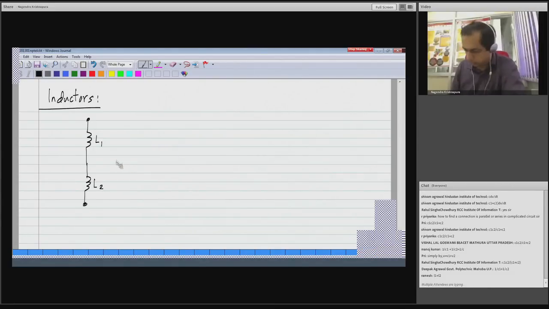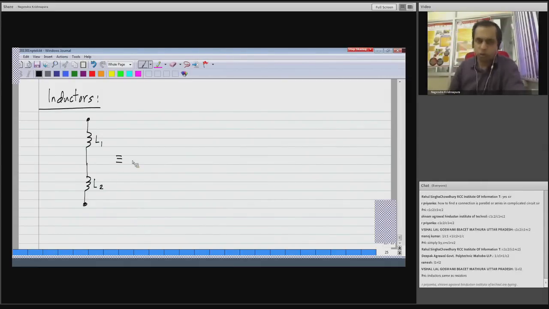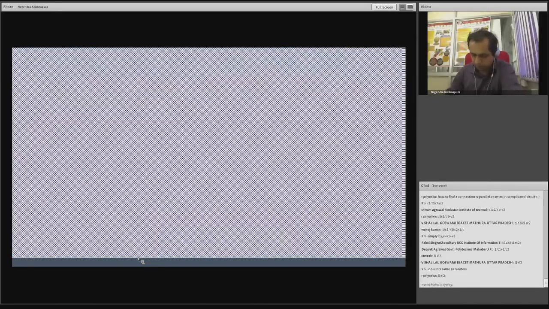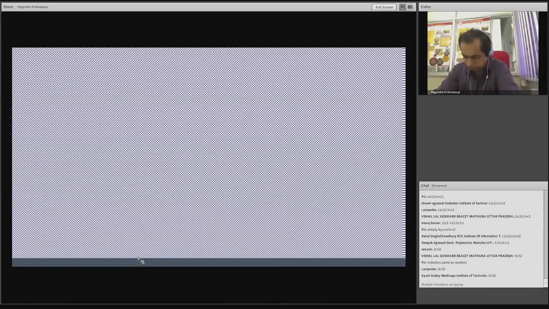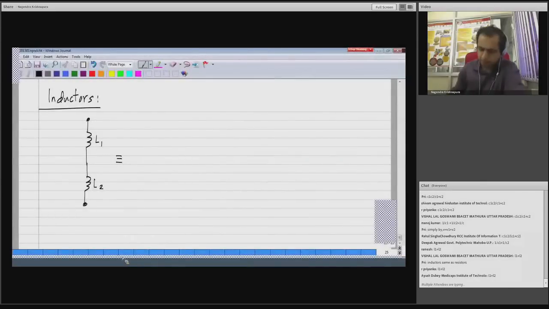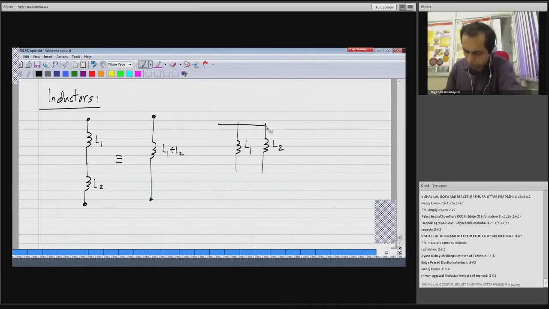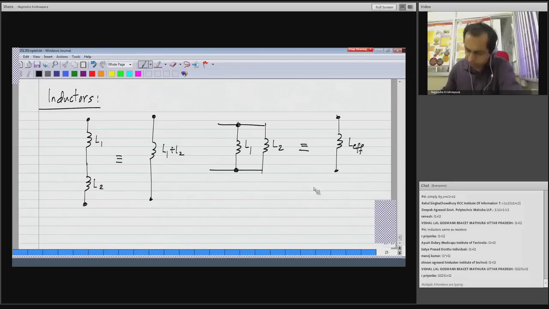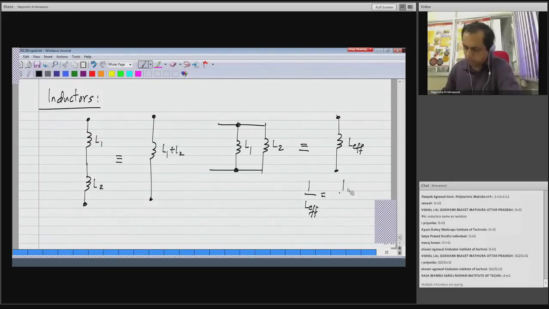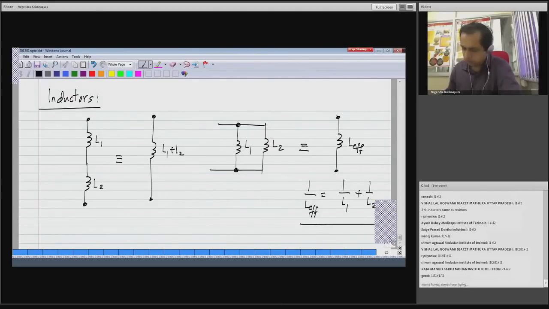So we have a series combination of inductors. What is this going to be equivalent to? As many answered correctly, this will be a single inductor of value L1 plus L2. And if you have two inductors L1 and L2 in parallel, this will be equivalent to a single inductance L effective, and the reciprocal of L effective will be the sum of reciprocals of all these inductance values.